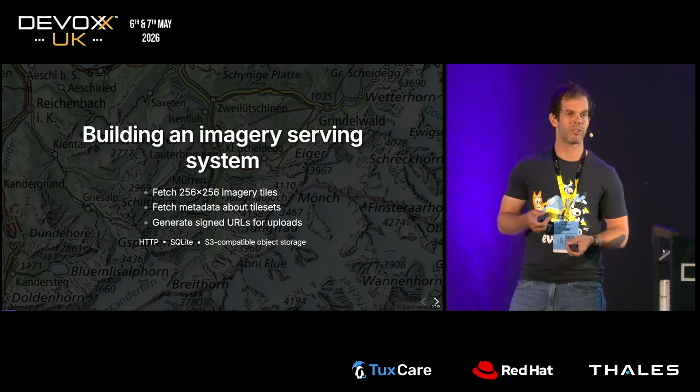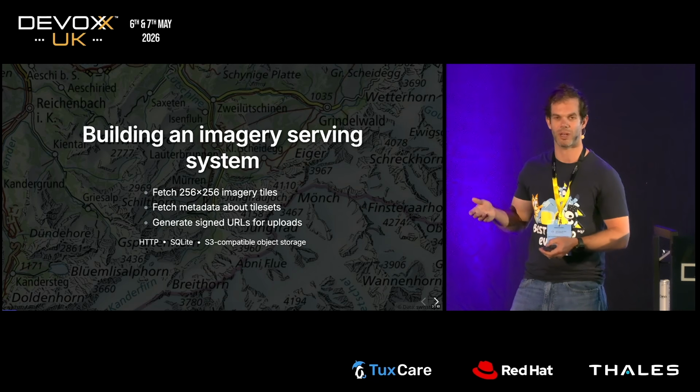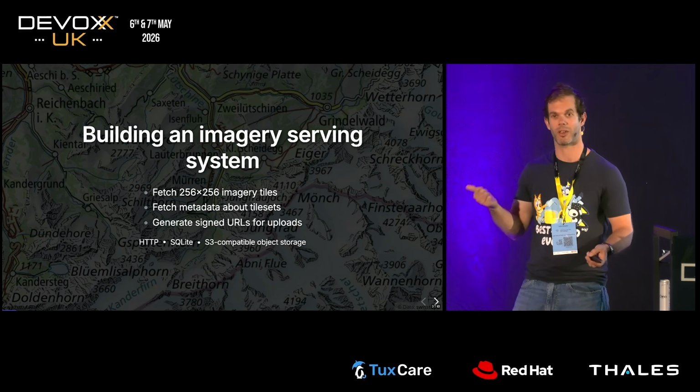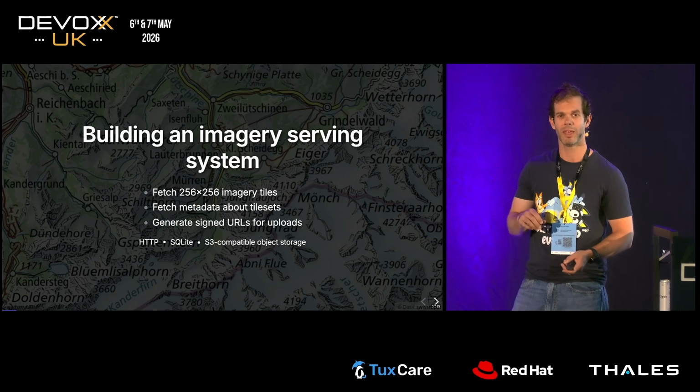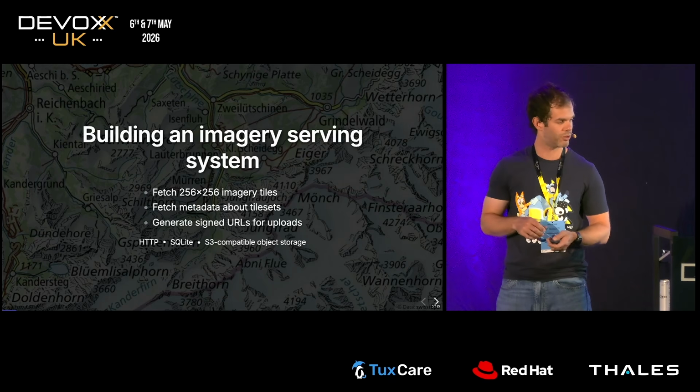The shape of these services tends to be very typical, both how the REST API looks and also in terms of dependencies. You need something to store your metadata in, which in this case we'll use SQLite for. And you need somewhere to store the imagery itself, which you would almost always use object storage for.